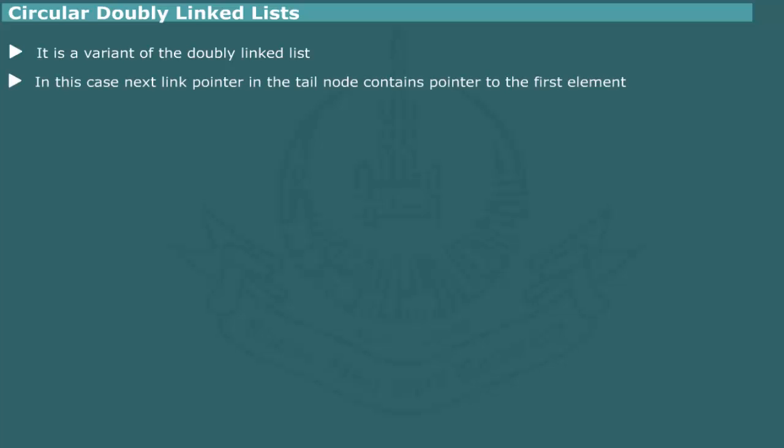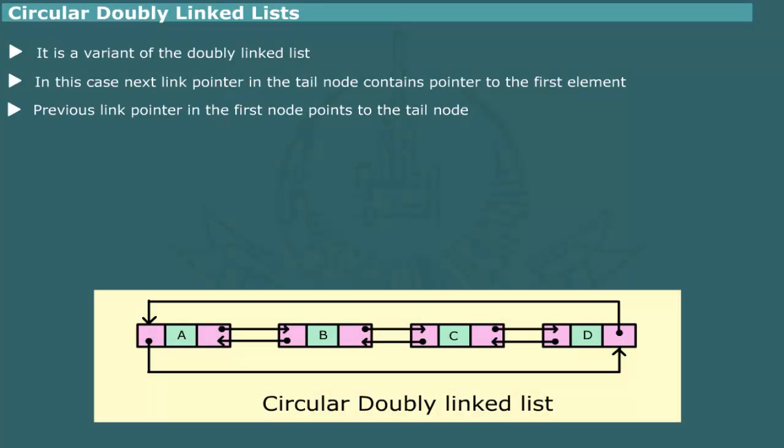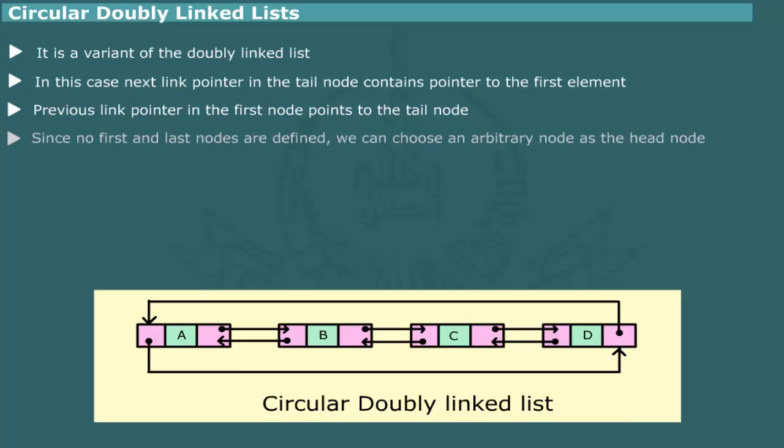Circular doubly linked list. A circular doubly linked list is a variant of the doubly linked list. As the name implies, in this data structure, the next link pointer in the tail node contains a pointer to the first element. Also, the previous link pointer in the first node points to the tail node. An example of a circular doubly linked list is shown in the figure. Since there is no first and last node in a circular list, we choose an arbitrary node for making entry into the list. An external pointer identifies this node.